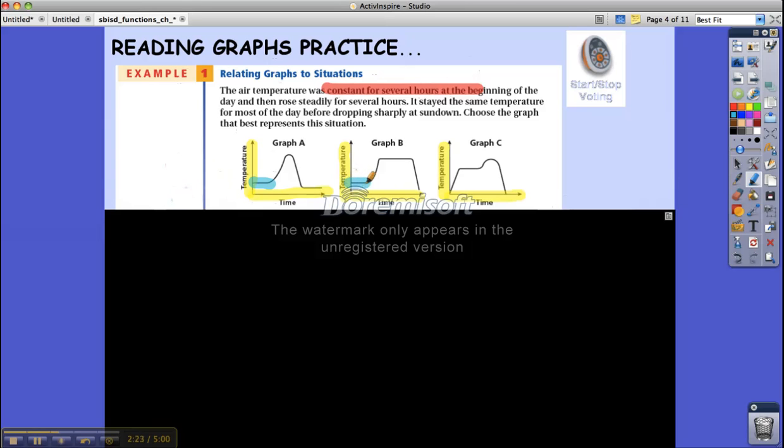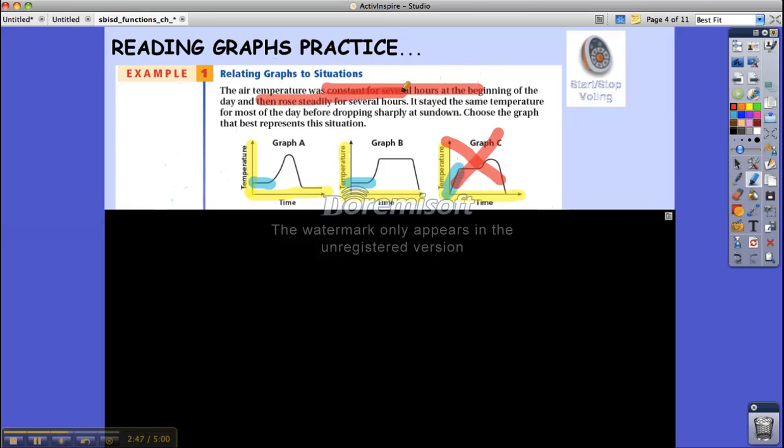Does this represent a constant temperature? Yes, the temperature is staying the same. This does not represent a constant temperature. If we look here, this temperature is increasing. The temperature is going up as the time passes. So right now I can cross out graph C, because the temperature didn't stay constant at the beginning of the day. So let's read the next sentence.